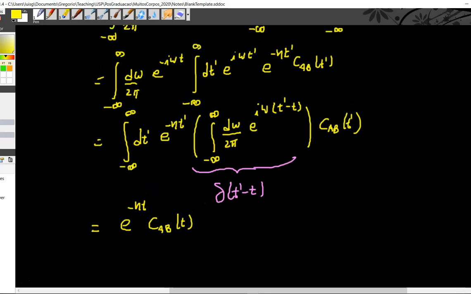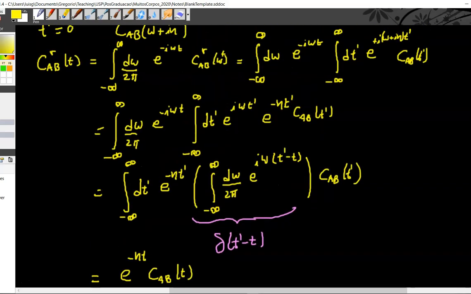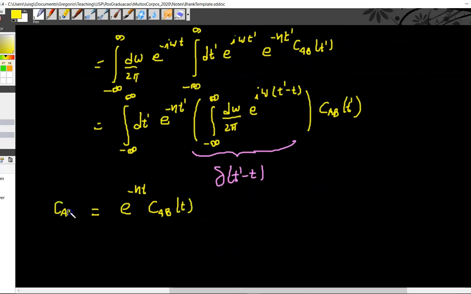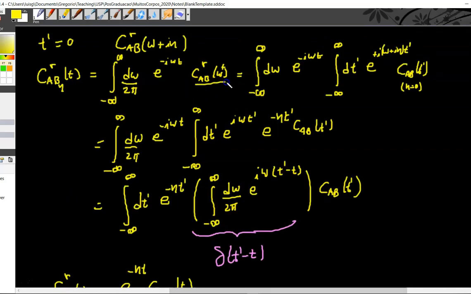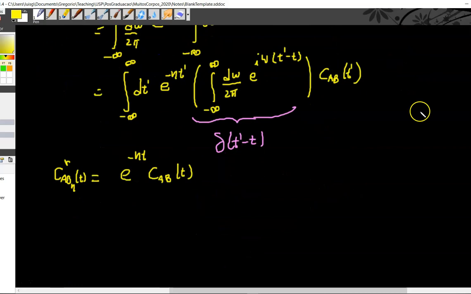So again, it's kind of a circular argument in a sense. You might call this the eta equals zero case, and this is the one with an eta, right? And of course, this is CAB retarded with an eta, because now I'm taking the Fourier transform with this plus I eta here. And if eta goes to zero, and eta has to be always positive, then CAB eta goes to CAB.